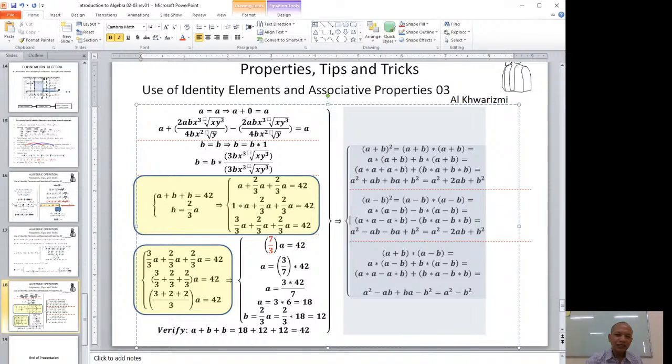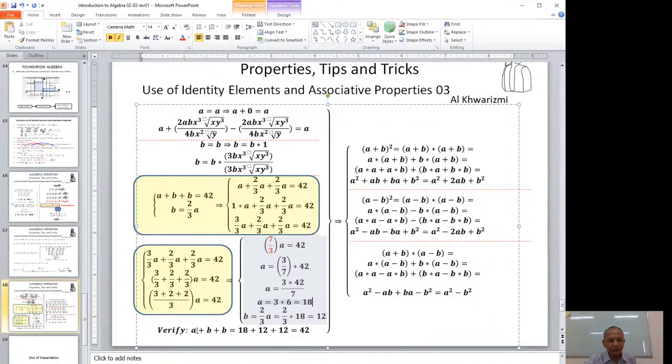That's why the division by 3 becomes multiplication by 3, and multiplication by 7 becomes division by 7. So we get A equals 3 times 42 over 7. 42 equals 6 times 7, so 6 times 7 divided by 7 leaves 6. So 3 times 6 equals 18. This is an example of an exercise that will be on the exam.